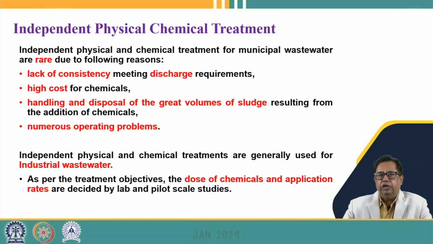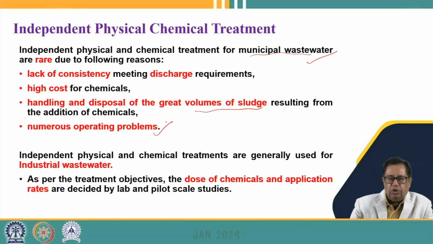We can also think of independent physical and chemical treatment. However, the use of independent physical and chemical treatment for municipal wastewater is limited, or very rare, because of the lack of consistency in meeting the discharge requirements. It also requires a very high cost for the chemicals, and the large volume of sludge that is formed makes handling and disposal a problem. That is why it is not used for municipal wastewater treatment, because a huge volume of municipal wastewater comes for treatment, and it may lead to a very high amount of sludge generation from the chemical additions.